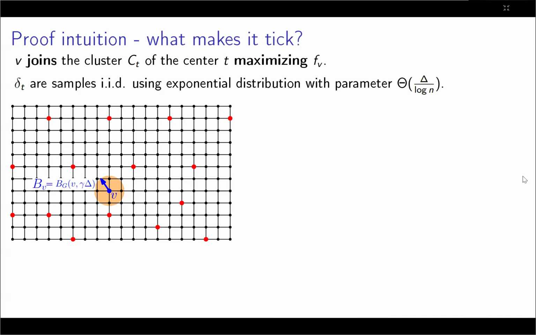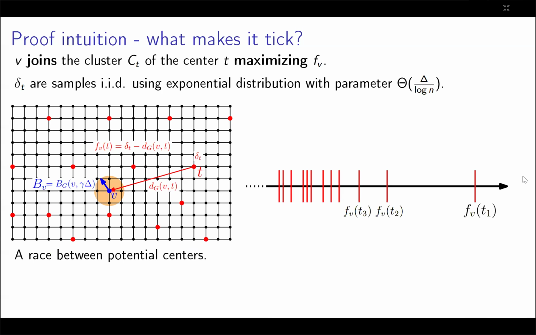So this is the algorithm. You have the shifts, and the vertex v will join the center that maximizes this shift minus distance. Consider this: these red points are the centers, and this is the ball I care about, the ball of radius gamma delta around v. I am asking what's the probability that this entire ball goes to a single cluster, in the sense that for every vertex in the ball we have the same winner in the race, with different races because they all have different starting points.